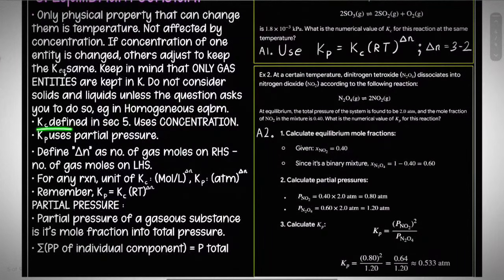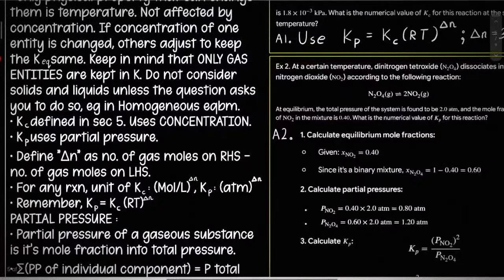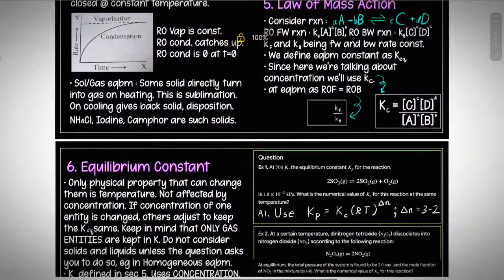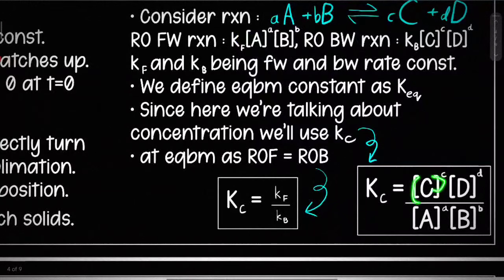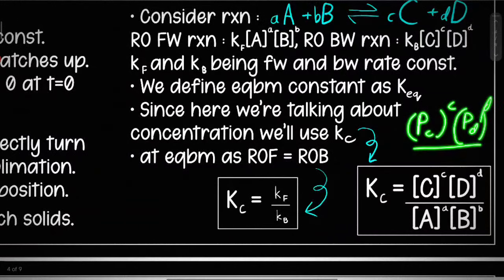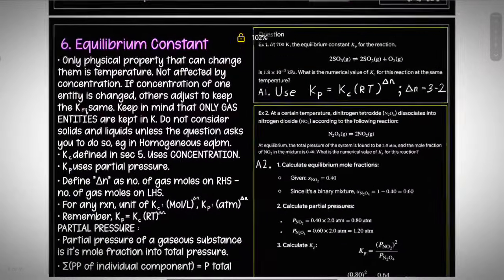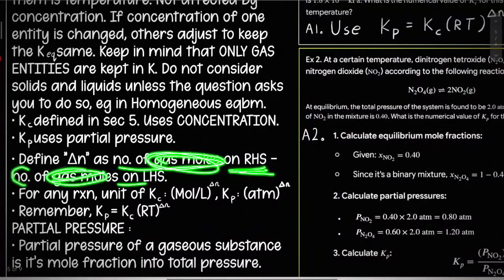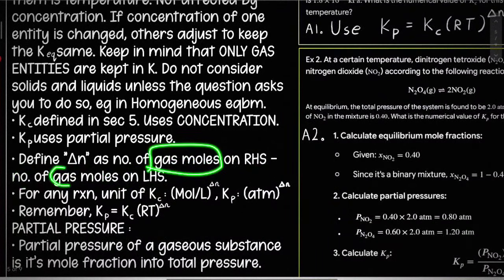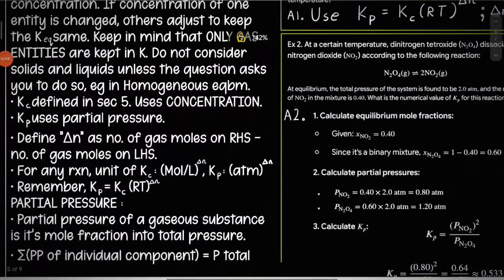I defined Kc in section 5. It uses concentration, and Kp, its twin, uses partial pressure. So instead of writing the concentration of C raised to the power c, we write the partial pressure of C raised to the power c, times the partial pressure of D raised to the power d, divided by the reactants expressed in the same way. And this is what Kp is. Remember this quantity: whenever I say delta n, it means the number of gaseous moles on the right hand side minus the number of gaseous moles on the left hand side. The emphasis on gaseous is because we want to ignore the solid and liquid moles, because I just told you they are not significant.